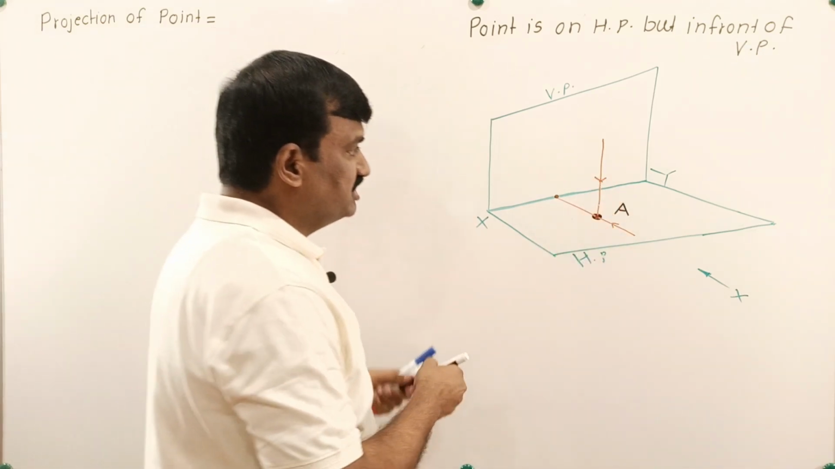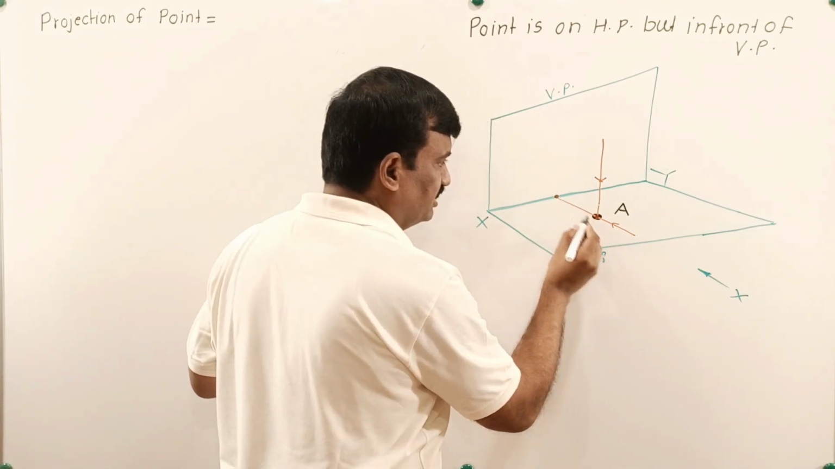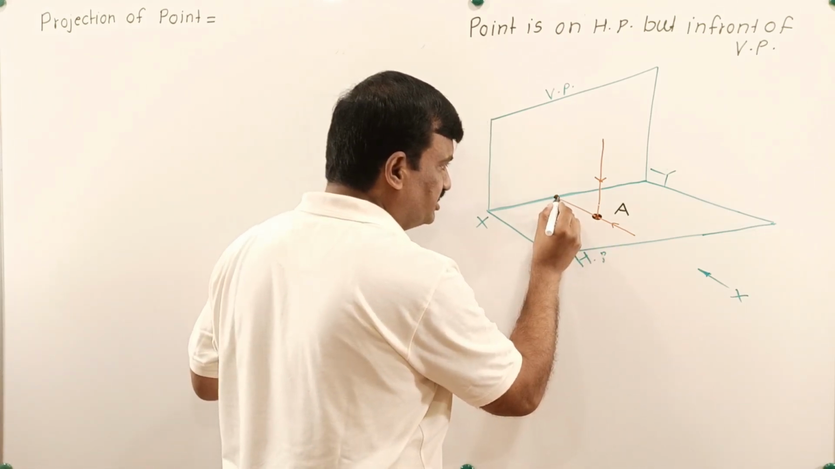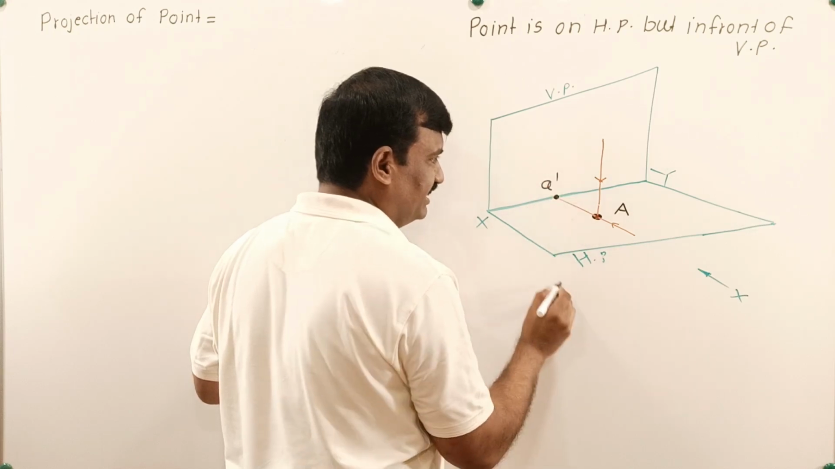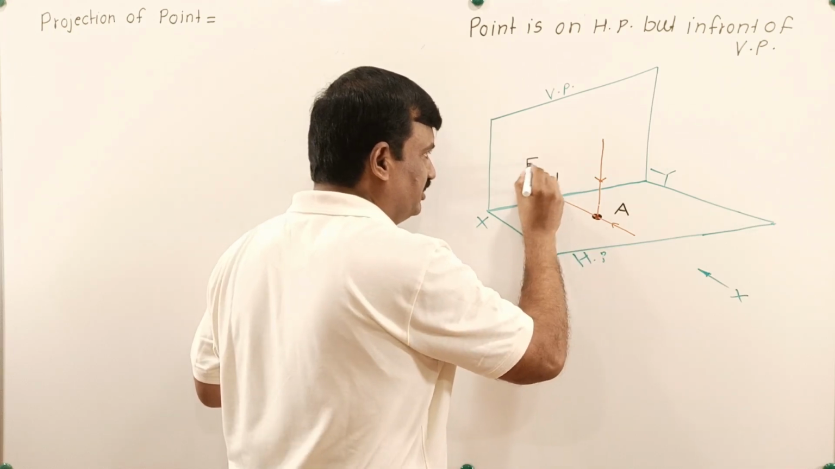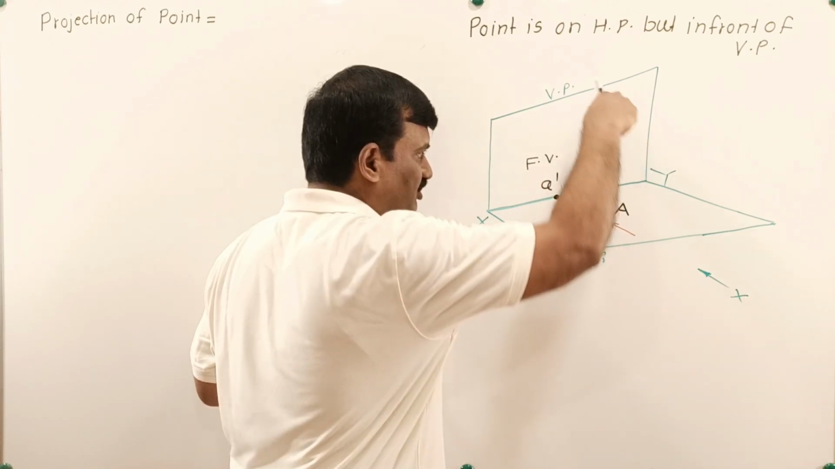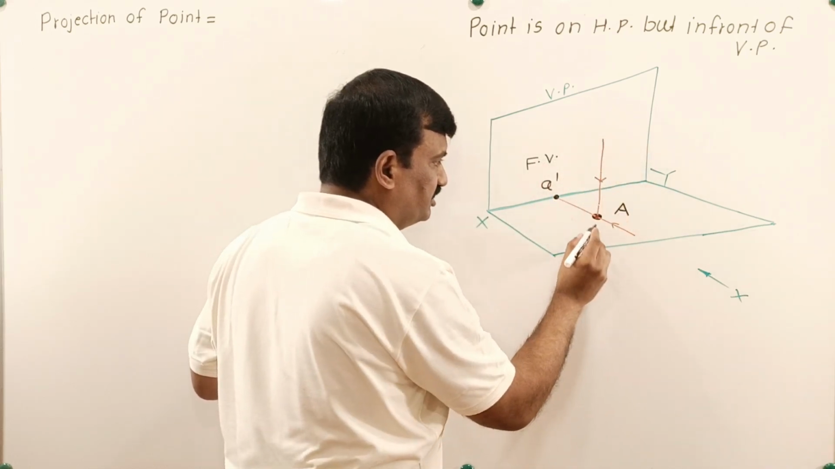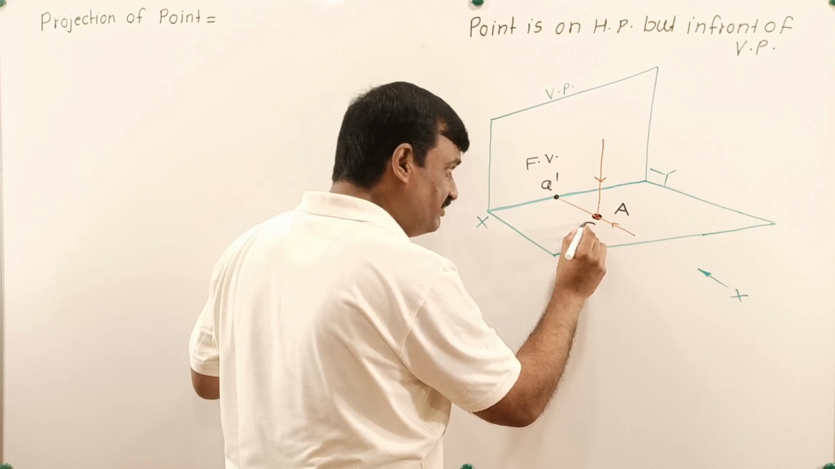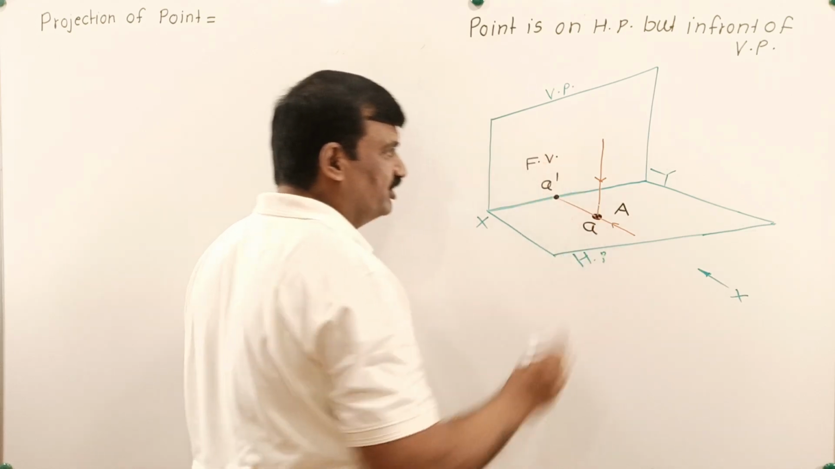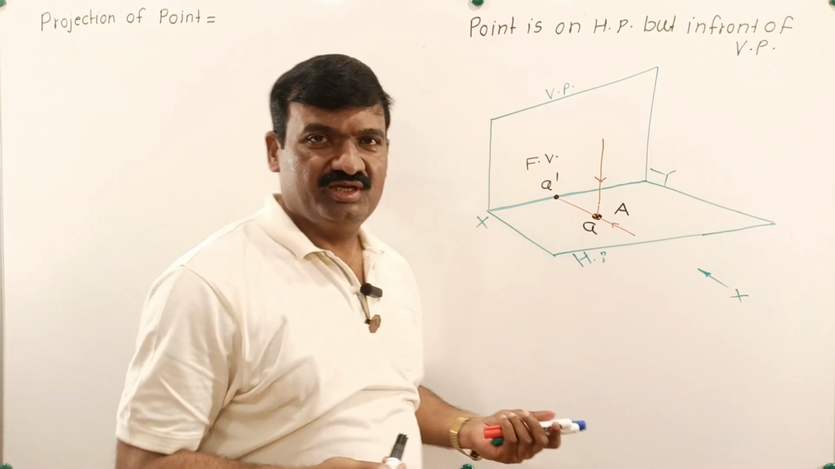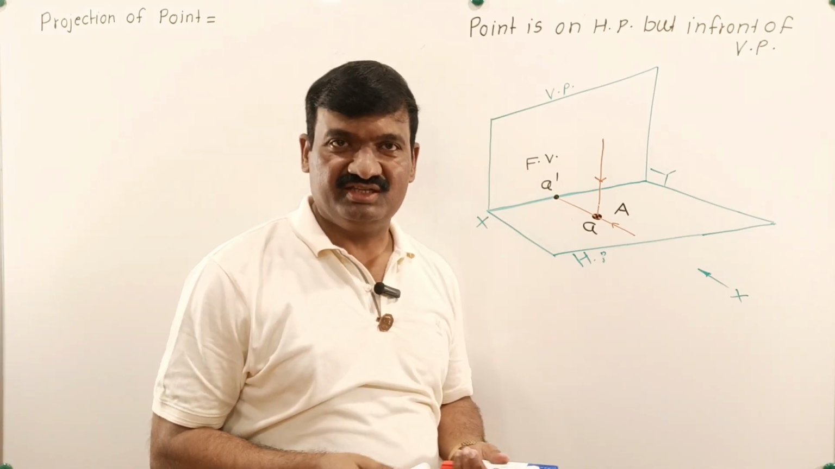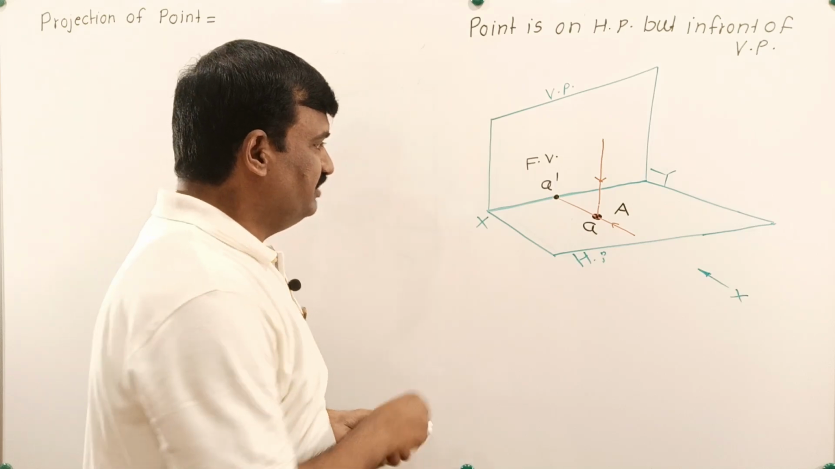So when you are observing the object from the front side, the point lies on the surface of HP, so the front view of the point lies on the XY line. So this one is the front view. And when you observe from the top, the same point is the top view. This is the point, top view only. And by default हम लोगों को मालूम है, every time we are rotating HP away from VP.